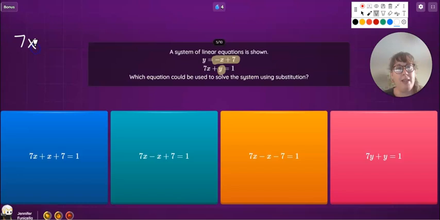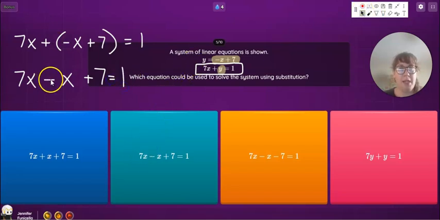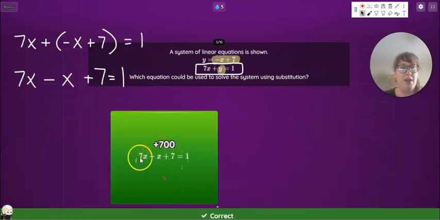So we have 7x plus, now our y that we're plugging in is this negative x plus 7, and it's going to be equal to 1, right? We used this equation here and plugged in for y. So we have 7x minus an x plus a 7 equals 1, to just drop the parentheses. 7x minus x plus 7 equals 1. There we go.